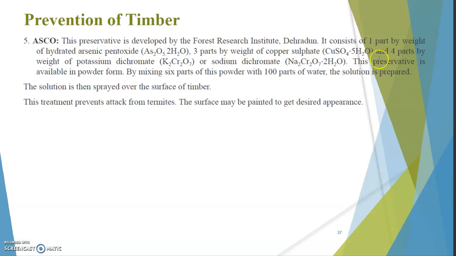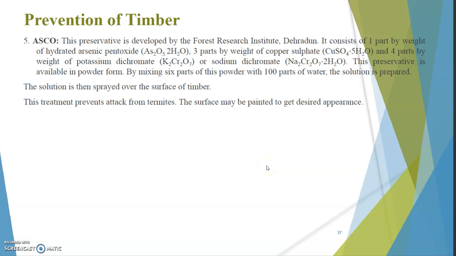Which consists of 1 part by weight of hydrated arsenic pentoxide, 3 parts of copper sulfate, and 4 parts of potassium or sodium dichromate. So that is the name ASCO, right? Arsenic pentoxide and copper sulfate, and finally potassium dichromate. That mixture has to be mixed with water. Then it becomes a solution, right?